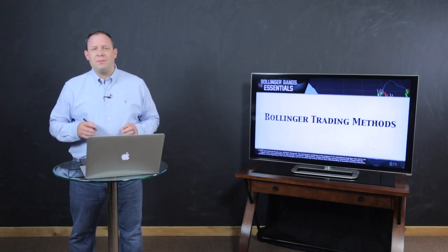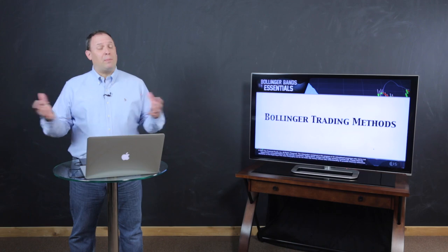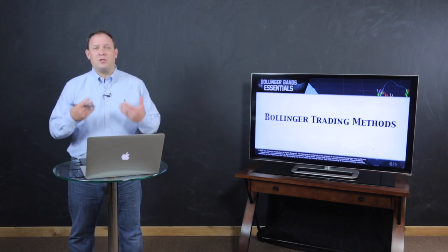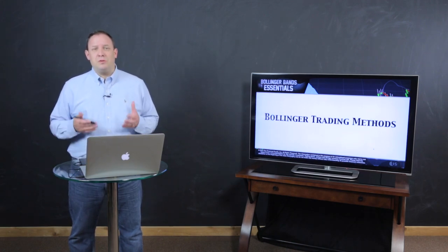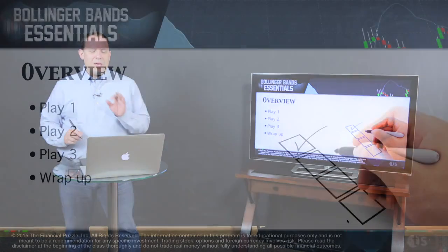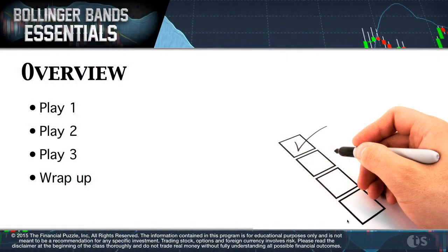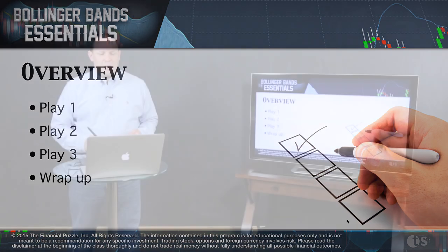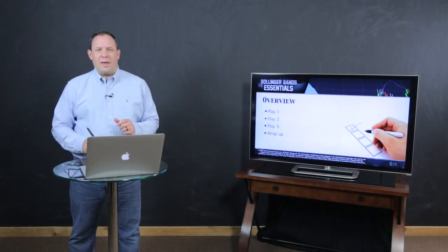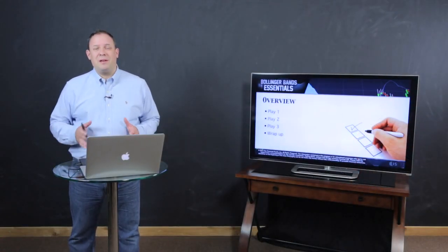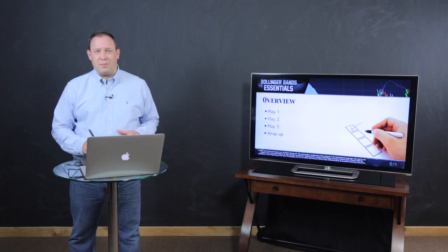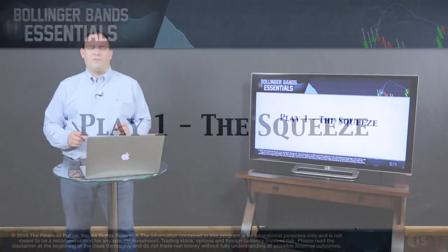We're getting into class number 4, which means we're going to start talking about pulling everything together into the actual plays that we use with our Bollinger Band. So there's 3 specific plays. We've already talked about them. We've got the squeeze, we've got the trend trade, and the reversal play. We're going to look at those here, and then we'll do a quick wrap up. And by the time we're done with this, you're going to have a pretty good idea of how to start trading with Bollinger Bands. So let's take a look at the first one here.